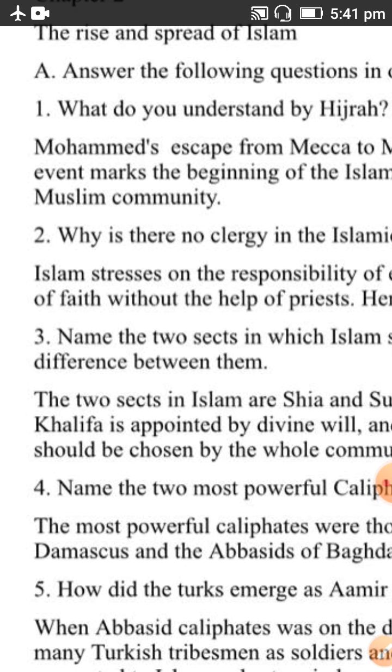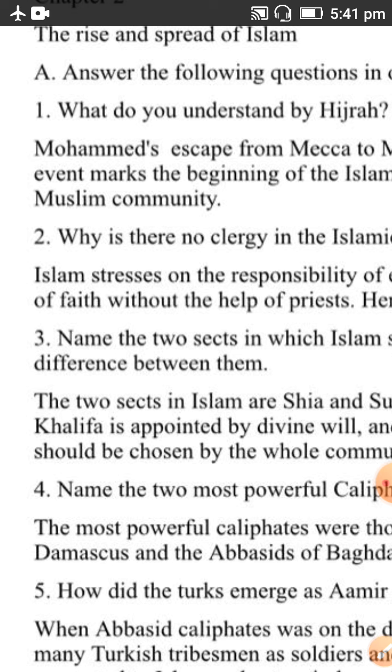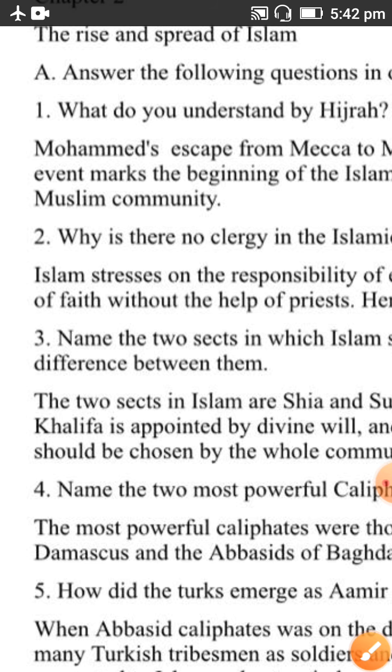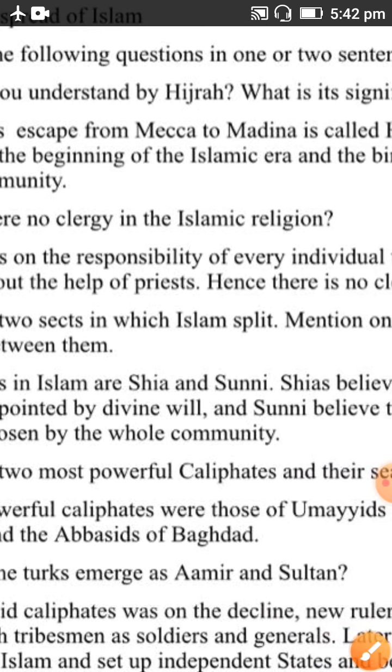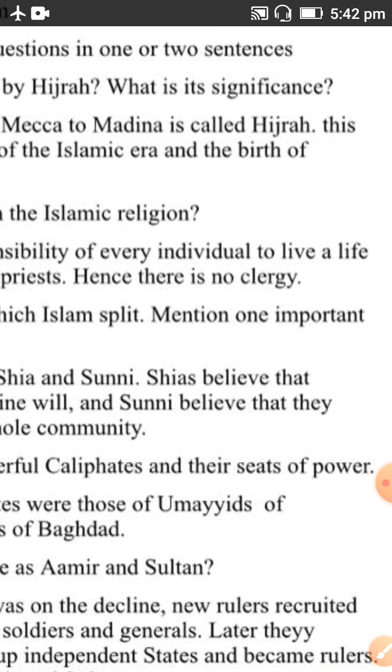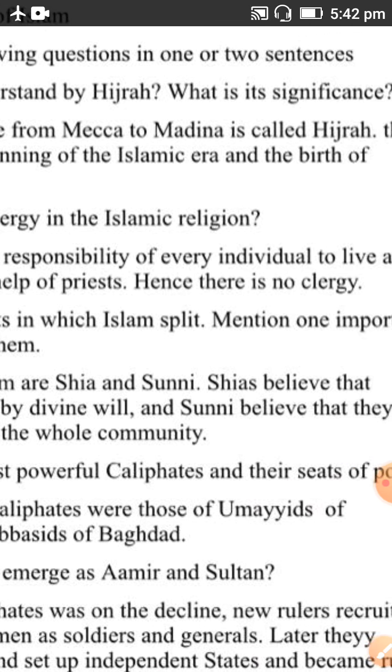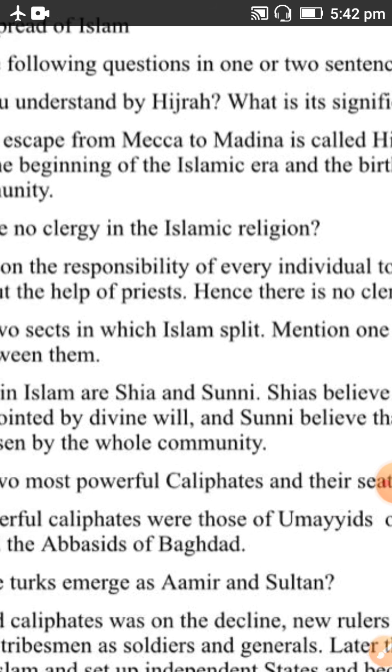Next question is, why is there no clergy in the Islamic religion? This is your second question. Islam stresses the responsibility of every individual to live a life of faith without the help of a priest, hence there is no clergy.